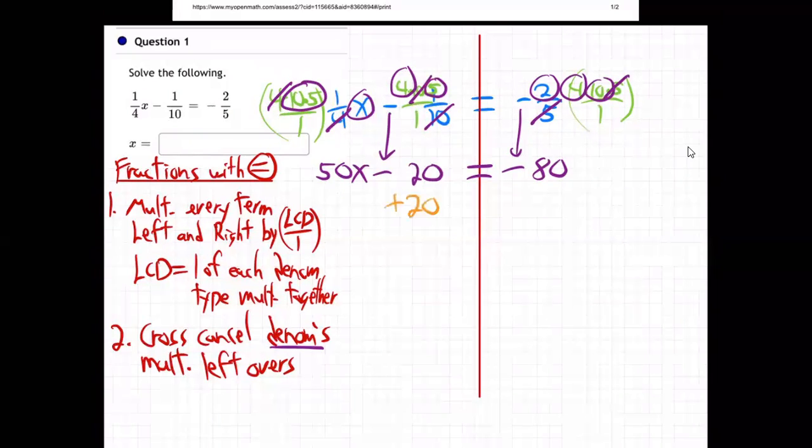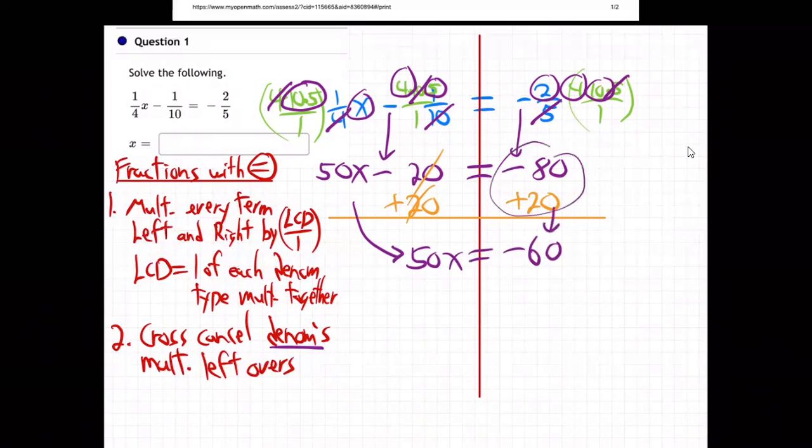Now X is saying, I want to be alone. I want to be alone. So add the 20. Boom, boom. Okay. Bring this down. 50x. What's that? Minus 60. Just add these on your calculator. If you lose 80 bucks and you gain back 20, you lost 60.